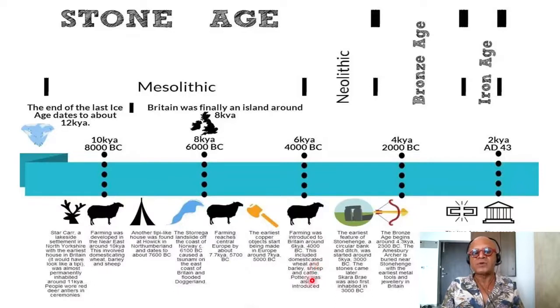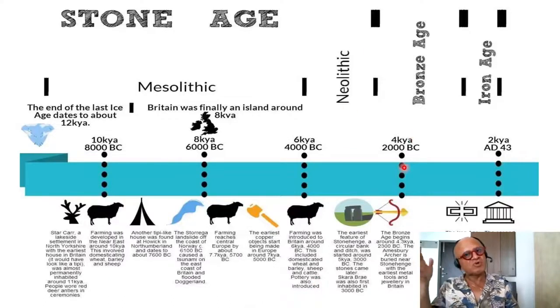Farming was introduced to Britain around 6 kilo years, 4000 BC. This included domestic wheat and barley, sheep and cattle. Pottery was also introduced during the Neolithic, 4 kilo years or 2000 BC. Remember, we are in 2000 now, so when we say 4 kilo years ago, that's 2000 BC. I hope that's clear here as well.